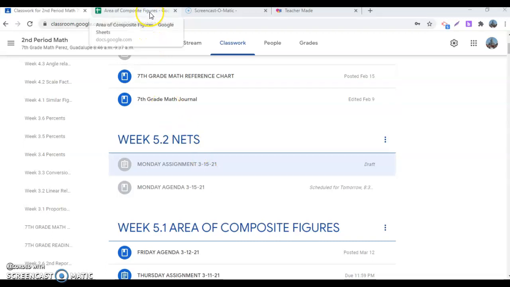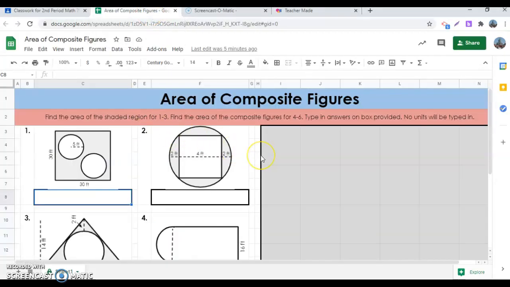And today's assignment is going to look like this. And it's just going to go area of composite figures. I'm going to go over two of them. And then you will do the rest on your own. But I want to make sure that we understand that we have to complete the bell ringer.